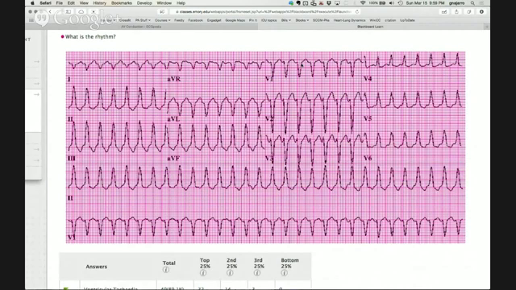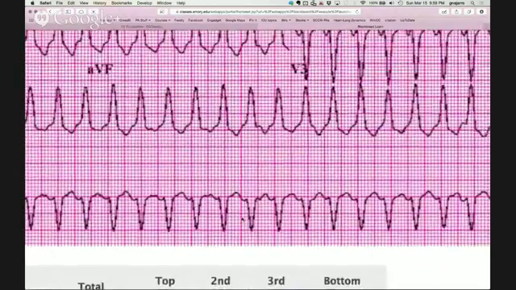So here we worry about VTAC, right? A wide QRS that's fast and regular, we worry about VTAC. The other thing that makes this VTAC is that there is AV dissociation. So when you look in here, you can see that there's not a normal pattern in between the QRSs. And in fact, this is a P wave here. This is a P wave here. There's a P wave buried here. And there's a P wave buried here.